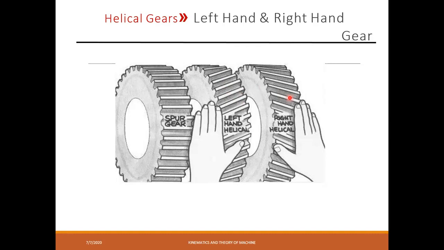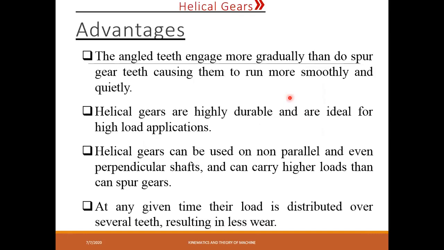Right? So the advantages of helical gears are: the angled teeth engage more gradually than do spur gear teeth, causing them to run more smoothly and quietly. Helical gears are highly durable and are ideal for high load applications. Right? Helical gears can be used on non-parallel and even perpendicular shafts and can carry higher loads than spur gears. At any given time, their load is distributed over several teeth, resulting in less wear.